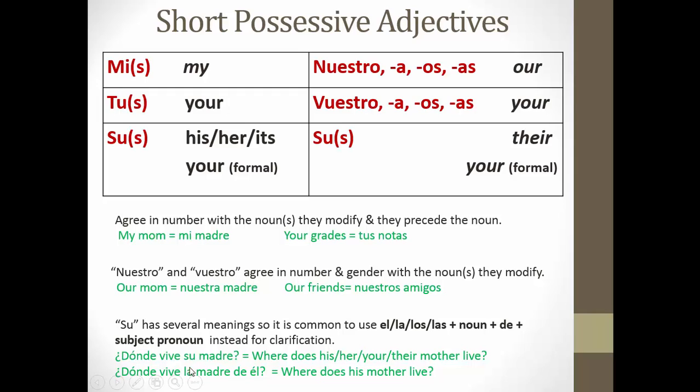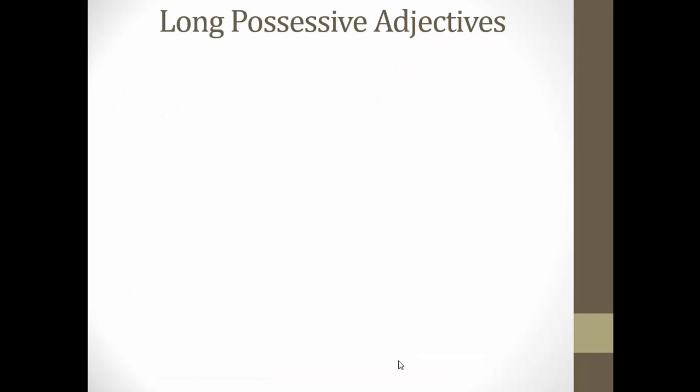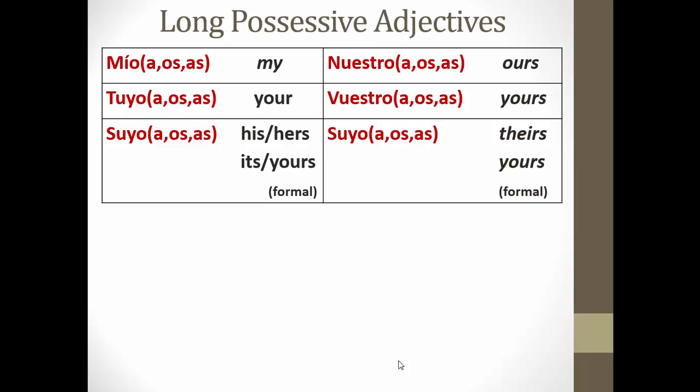If you read the top example, ¿Dónde vive su madre? That could mean, where does his, her, your, their mother live? Again, to clarify, maybe I want to say, where does his mother live? Then I would say, ¿Dónde vive la madre de él? Where is the mother of him? Where does she live?